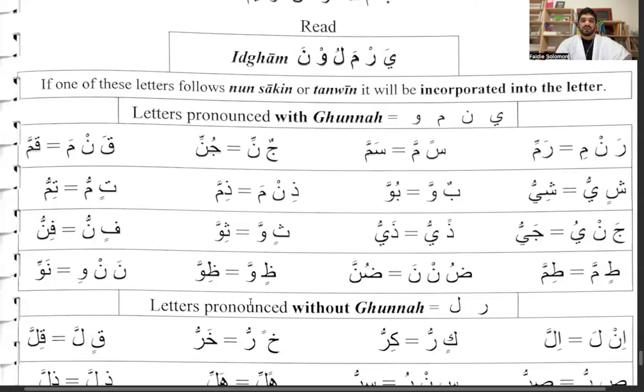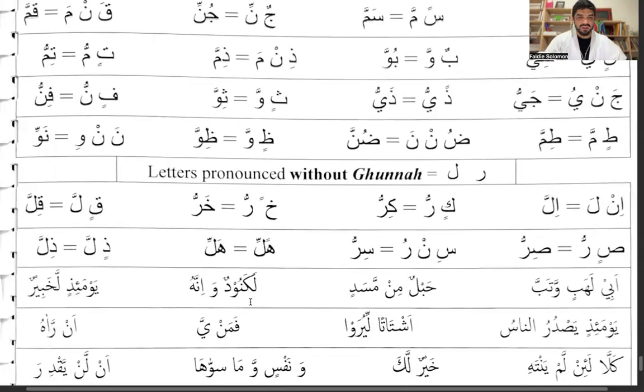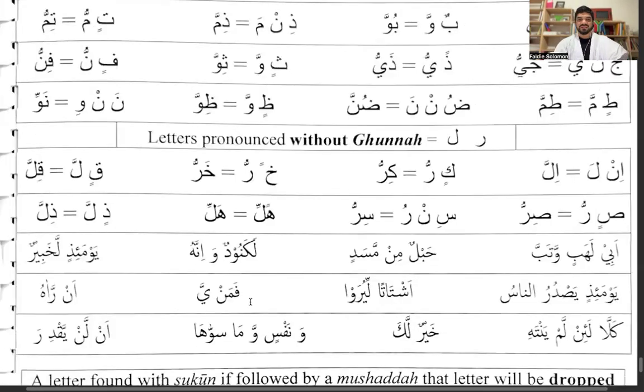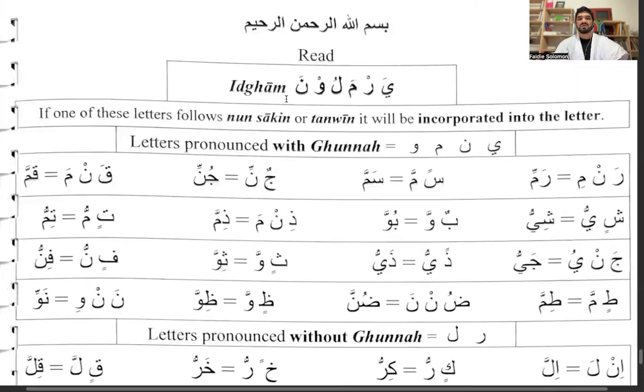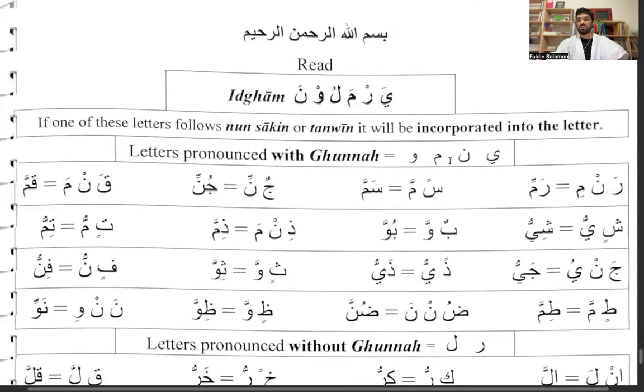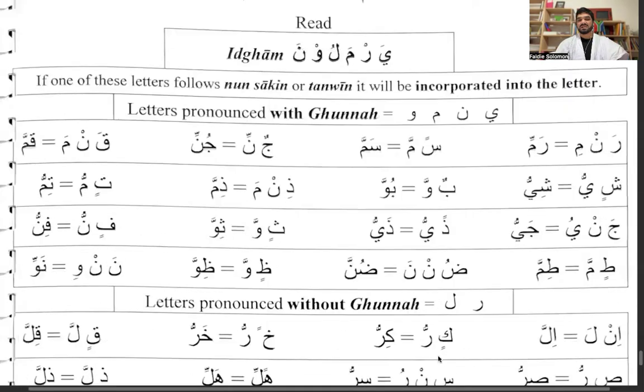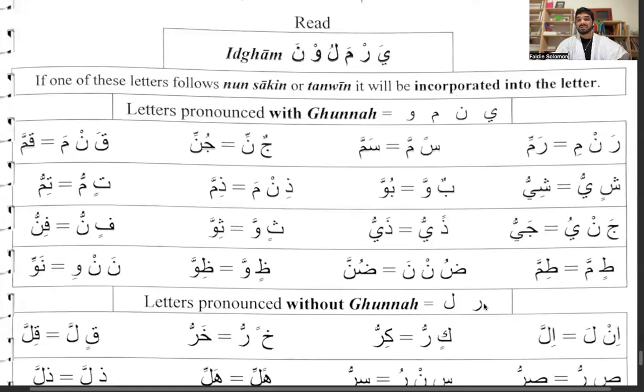All right, I think we'll stop there and then we'll do the ra and lam in our next session, inshallah. So that was idgham bi ghunna, idgham with ghunna, whereas idgham bi ghayri ghunna is recited flat. Okay. All right. So we'll stop there for now.